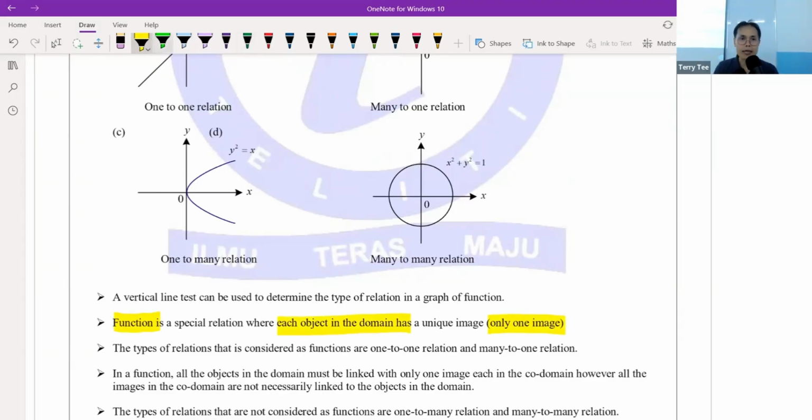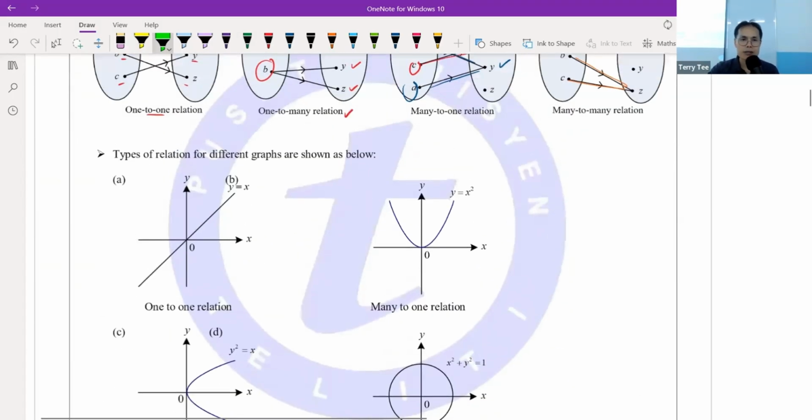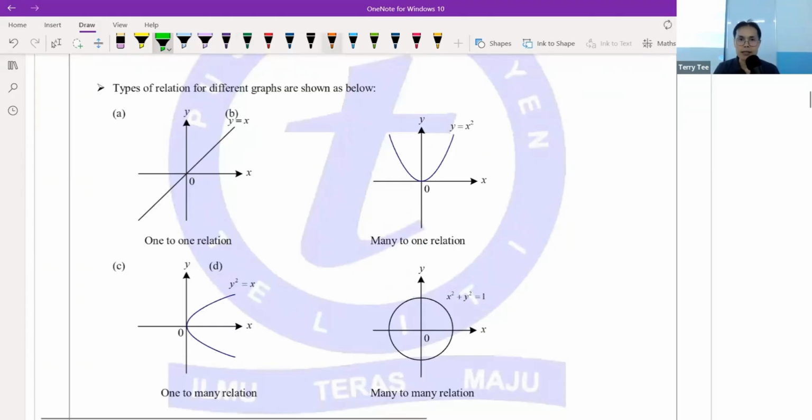So there's a way to actually test this. We call it the vertical line test. A vertical line test means we draw a line, cut the graph downwards. If you cut one time, it is a function. If you cut 2 times, it's not a function. Why do I say 1 time? If you cut 1 time, you get 1 x mapped onto 1 y. So 1-to-1 is a function. Now, this one I cut 1 time. Yes, it's a function, right?